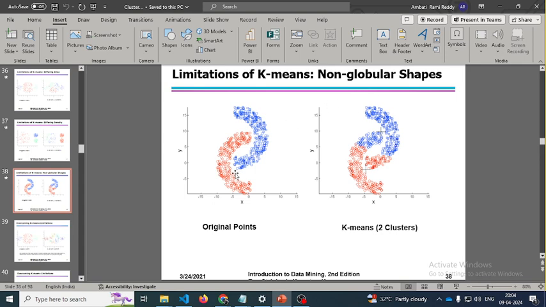Non-globular shapes means, see here, this is one cluster and this is another cluster. These are your original points. See how the clusters form if you apply the k-means algorithm to this original data. This is one cluster and this is another cluster. This looks very odd, right? So this is also a problem, or a limitation.